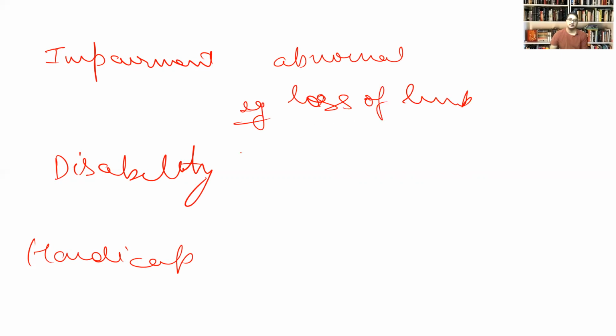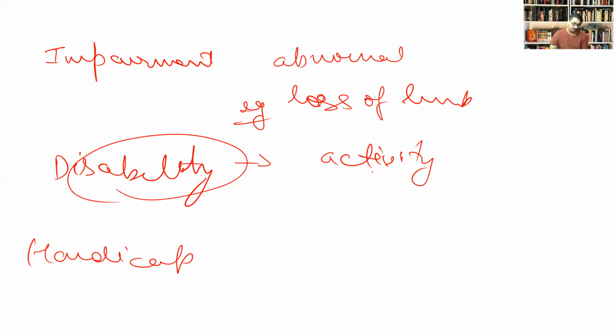Now, because of this abnormality, some activity problem happens. A person is not able to perform certain activities, so this is called a disability. Inability to perform certain activities is called disability. And because of non-ability to perform this activity, a person is disadvantaged by the community. So the handicap is a community thing.